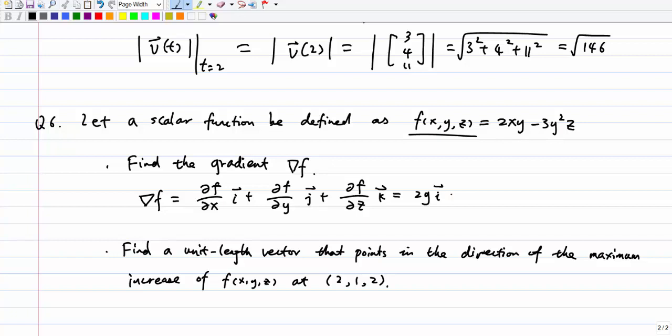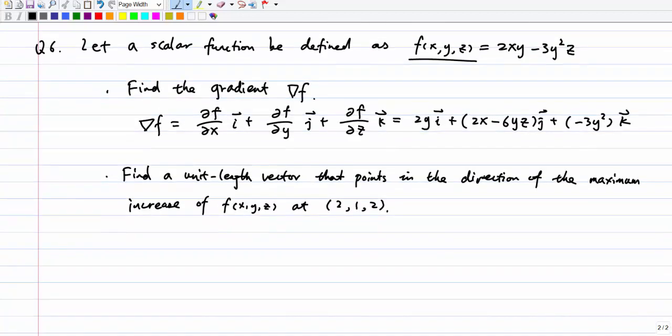So this is the first one. The second one is partial f over partial y. The first term's partial with respect to y is 2x, the second one is minus 6. You consider z to be a constant, so the derivative will be just negative 6yz, j. Plus k is partial f over partial z. The first one is not a function of z, so it's 0. For the second one, we consider y to be a constant, so it's negative 3y squared times k. So this is the gradient.